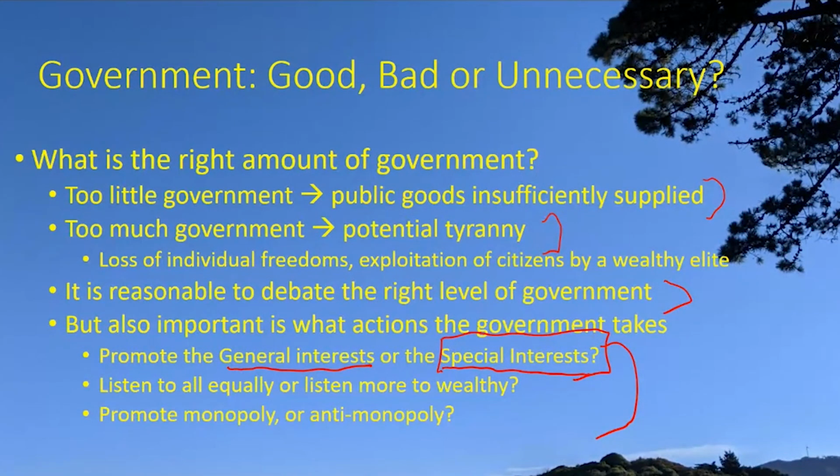And so whenever you make an argument that government should do X, I think it's very important to ask how government is actually going to make the decision of what to do, and who are they going to listen to? Do they listen to everyone equally, or are they going to listen more to the wealthy? Are they going to promote monopoly power amongst certain firms and special interests, or are they going to work against monopoly power and in the interests of consumers? So this is an extremely valid and important point that should be a part of our debate about what is the role of government and how big should government be.